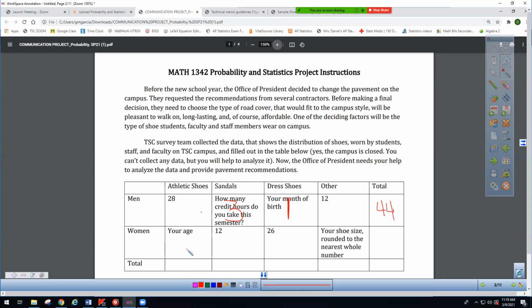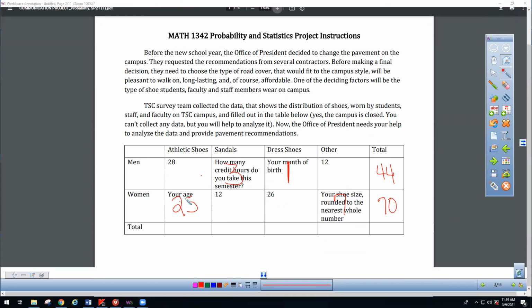Okay. Your age, whatever your age is, if you're 18, you're going to put 18. If you're 25, you're going to put 25. If you're 36, you're going to put 36. Okay, the 12, the 26 are going to stay there, and your shoe size rounded to the nearest whole number. If you're 6.5, you're going to put 7. If you're 12.5, you're going to put 13. If you're 6, you're going to put 6. Okay, so then you add all of these. We have 25 plus 12 plus 26 plus 7. This is 70. And then, of course, you're going to add here, and you're going to get your total for these right here.